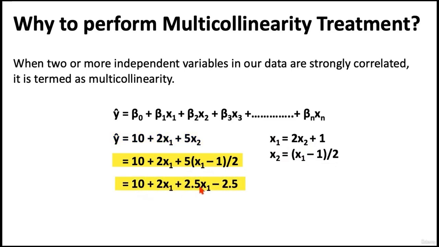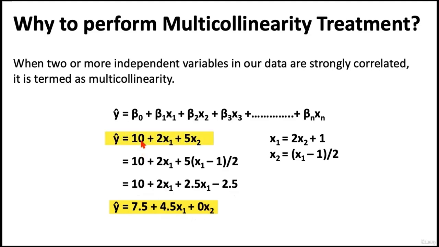10 plus 2x1 plus 2.5x1 minus 2.5. And if we simplify this further, we get 7.5 plus 4.5x1. 2x1 plus 2.5x1 is 4.5. 10 minus 2.5 is 7.5. Can we bring another 0 times x2 here? Yes, we can do that. And this is our new equation. So this is another equation. This was the original equation.